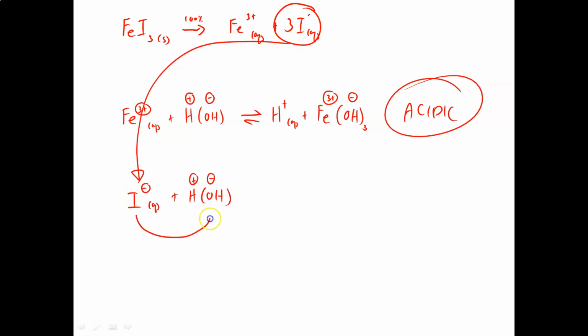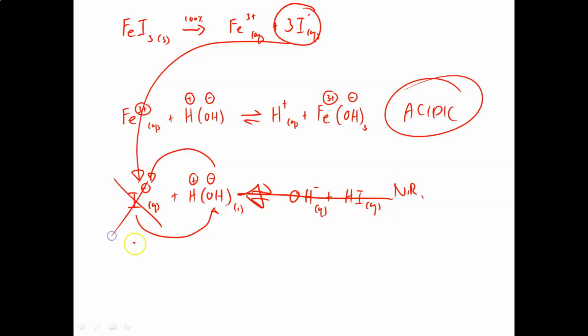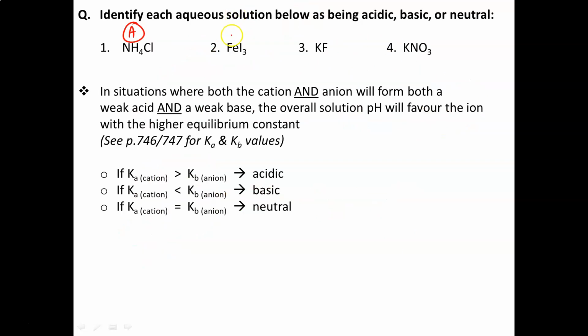So we're going to have the iodine anion switch places with the hydroxide anion, forming a hydroxide ion and hydrogen iodide. Now hydrogen iodide is a strong acid, and what do we know about strong acids? They completely break up, so this reaction cannot occur. Therefore the iodine is a spectator and will have no effect on my solution pH. Thus only the iron 3 component will have an effect on my pH, making it acidic. So this too will be an acidic solution.